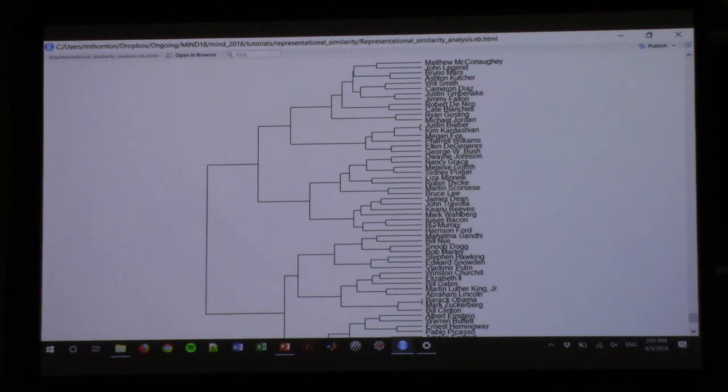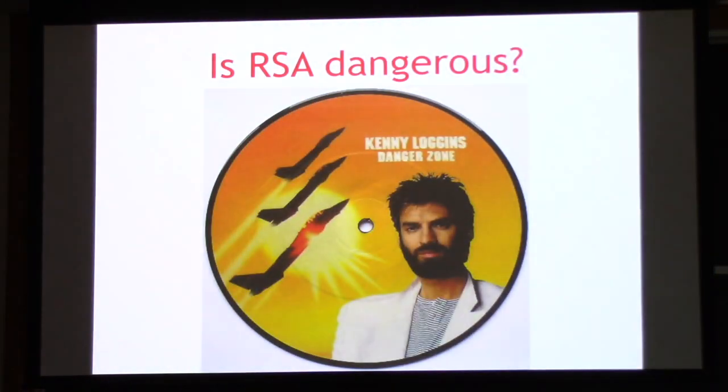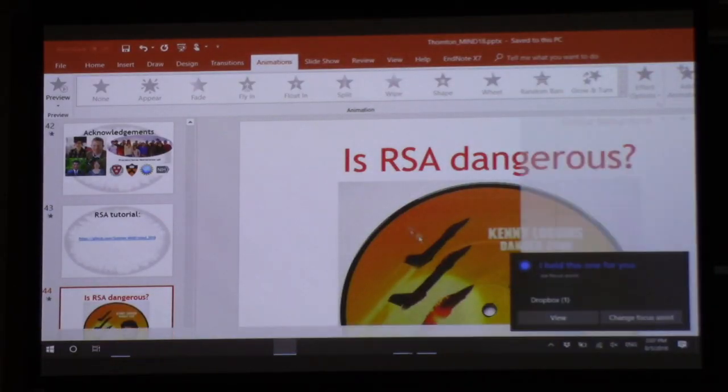The one other thing, which wasn't originally part of my tutorial, which I'll just talk about briefly here, is Kenny Loggins. Oops, that's reverse direction. Oh, OK, it was coming up.